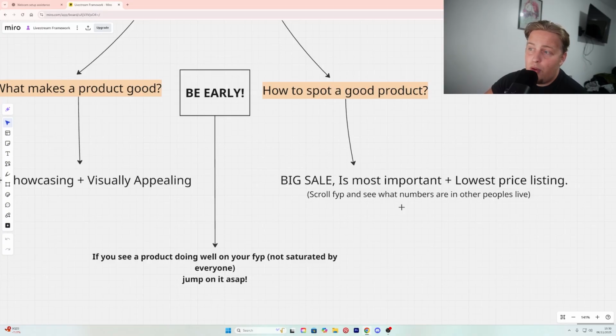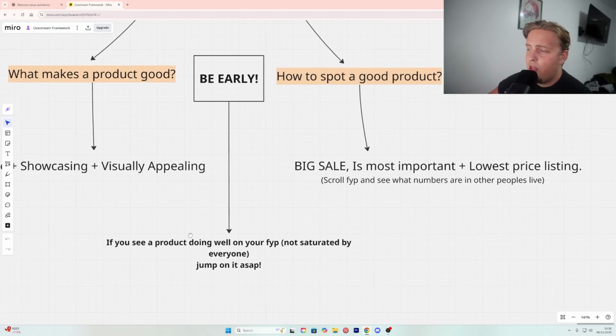Lose some sleep, I'll be honest with you, because you can make a stupid amount of money at that time. People are sat there watching and they're ready to buy. How many times have you sat there and thought, oh, I'll quickly just buy something, I don't really care? So go ahead and do that. If you have the opportunity, do it every single time. Like I say, if you see these products on your For You page and it's not saturated by everyone, jump on it as soon as possible. It's not really a hard concept.